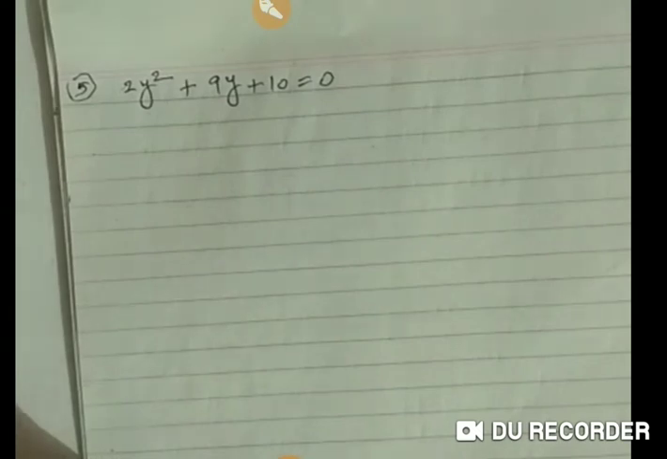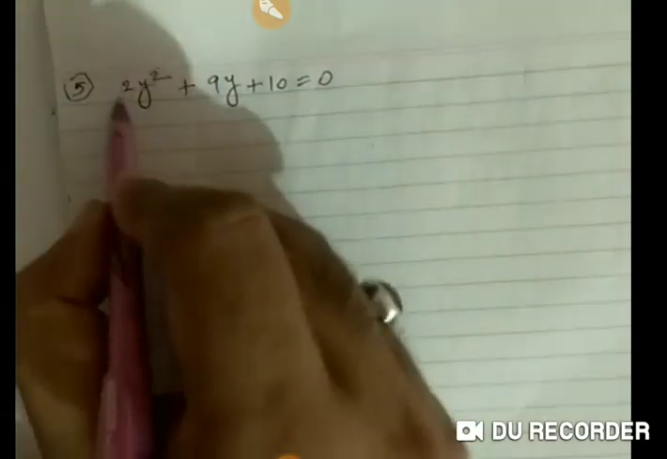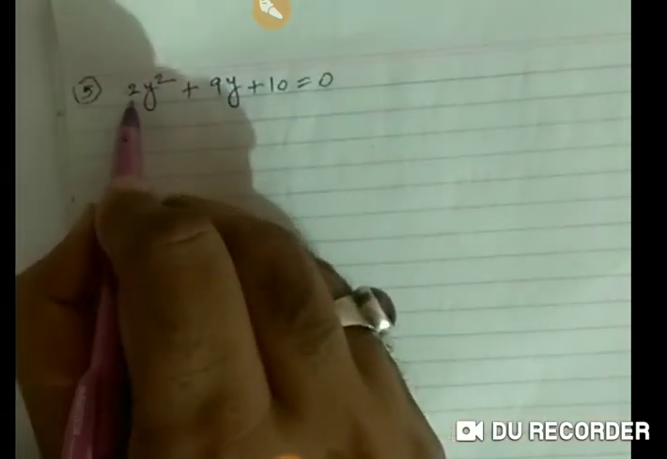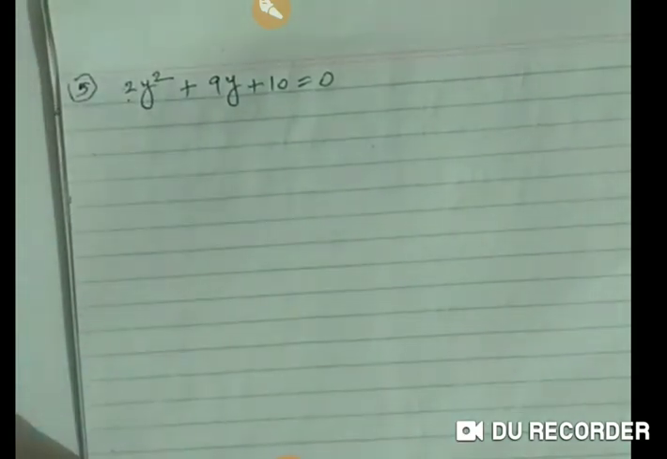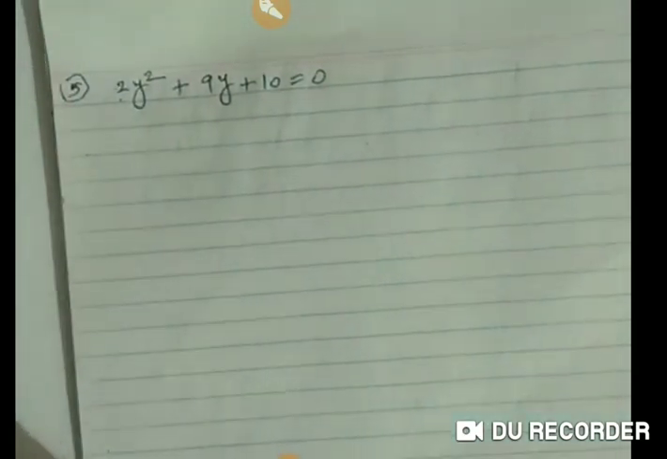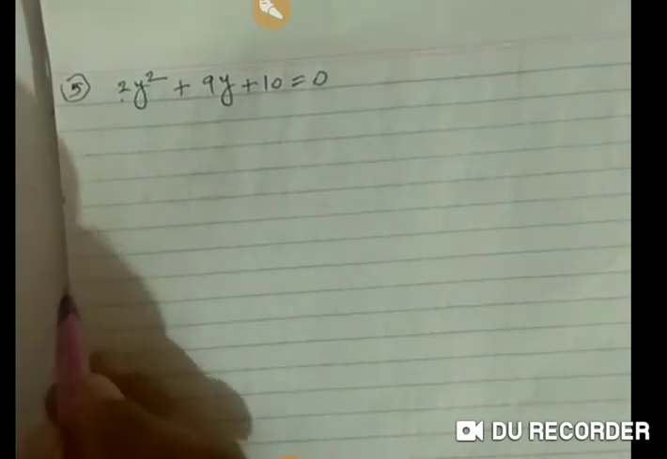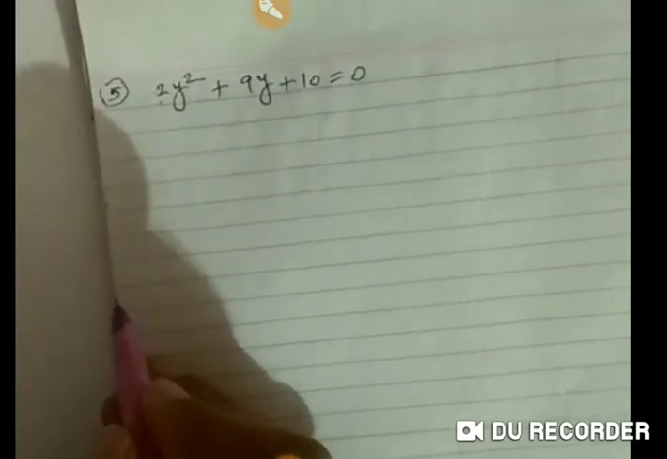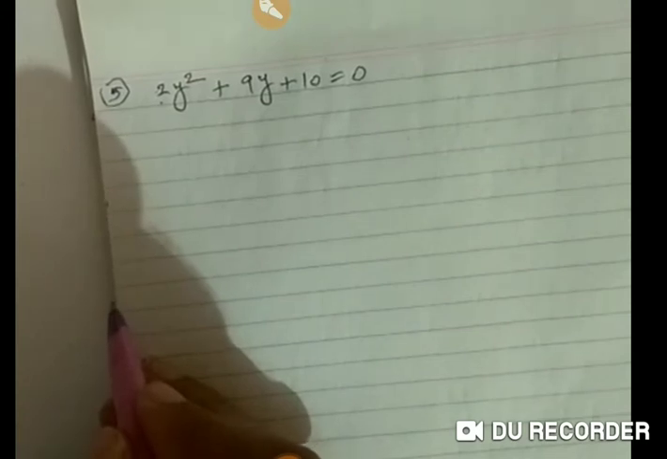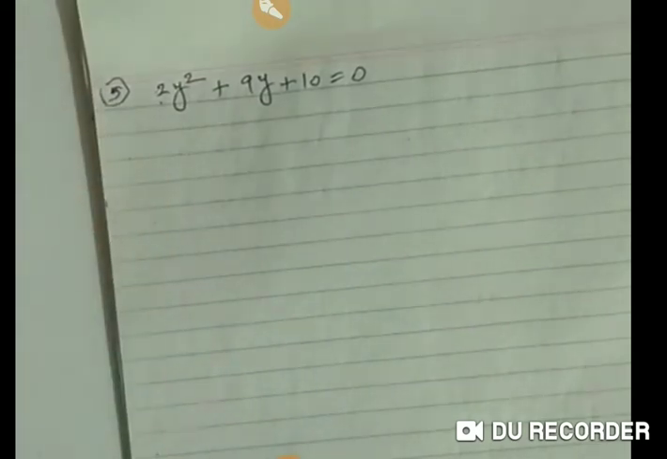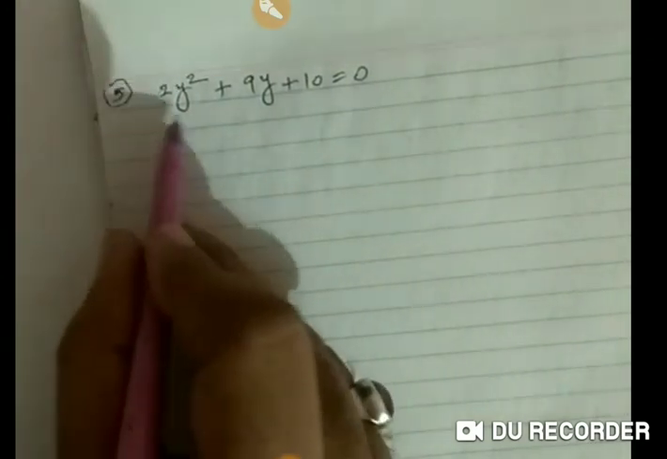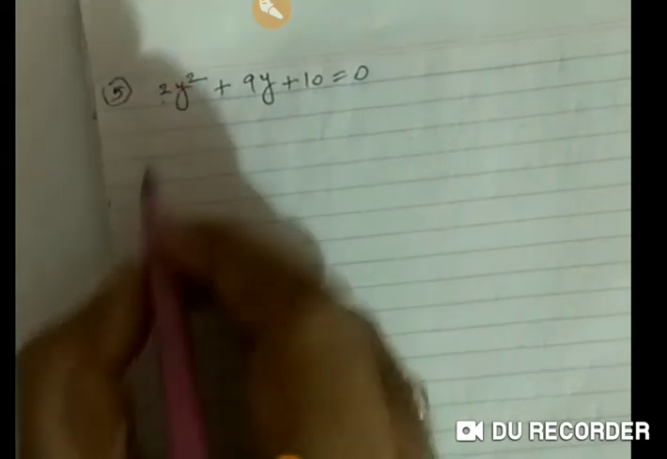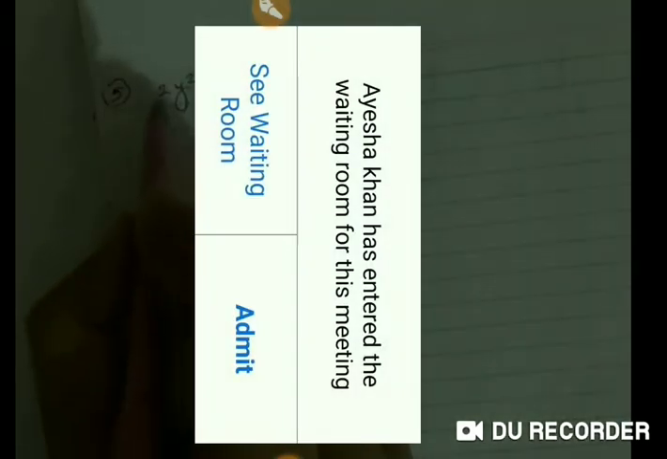So what I'll do, I'll divide this equation by 2, because here the coefficient of the first term, a, is 2, and as per the rule we know that the coefficient of the first term should be 1, right? So in order to convert this 2 into 1, you need to divide this whole equation by 2.